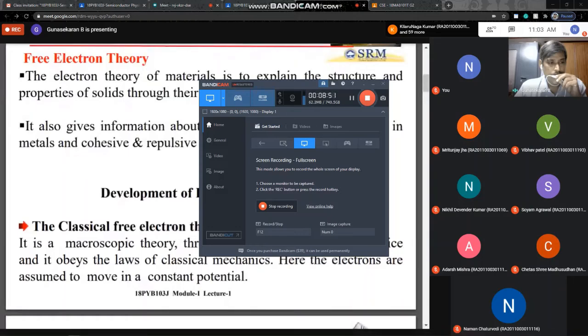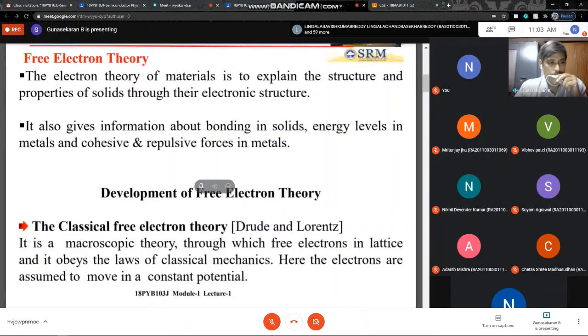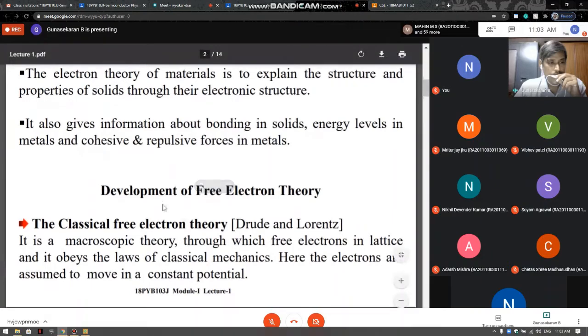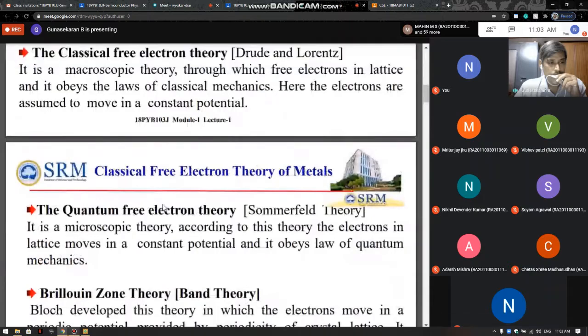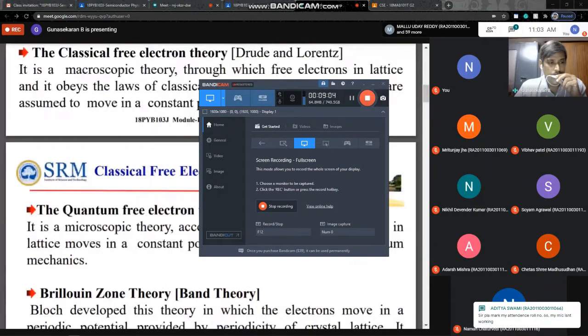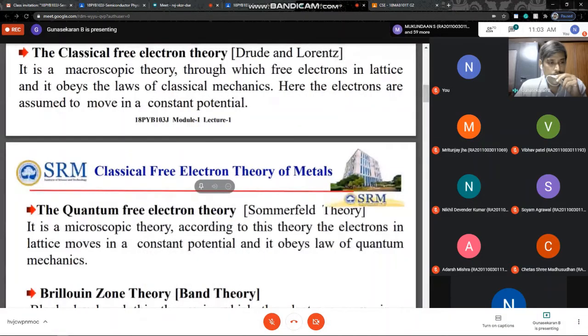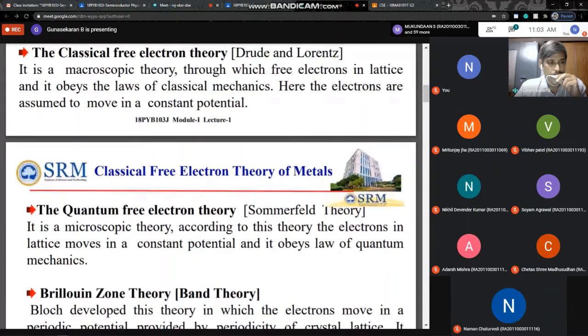Then, after 28 years, in 1928, Sommerfeld introduced a new theory. He introduced it because there were many drawbacks in the classical free electron theory. It could not successfully explain many concepts, such as the photoelectric effect, the Compton effect, or the Zeeman effect. That is a major drawback. So in 1928 Sommerfeld gave one more theory, which is microscopic, not macroscopic.